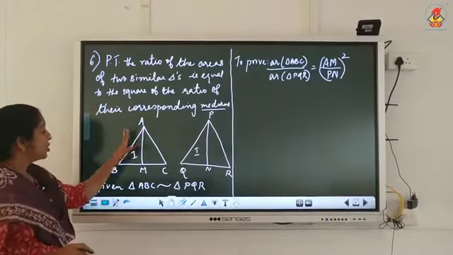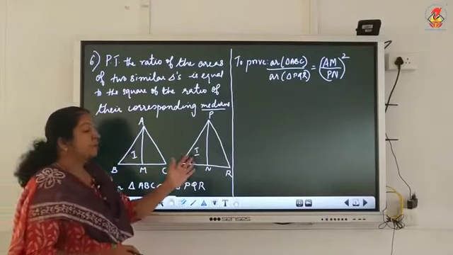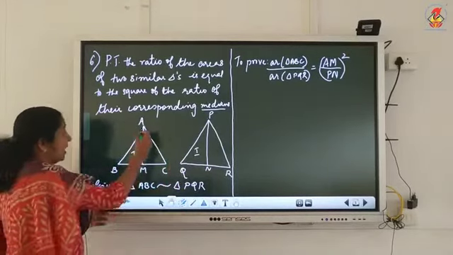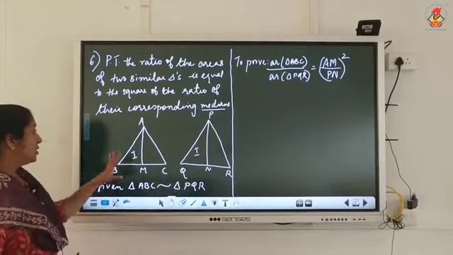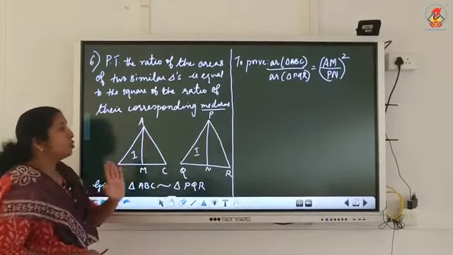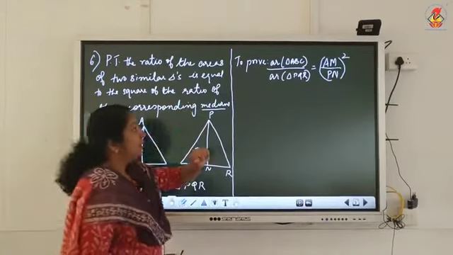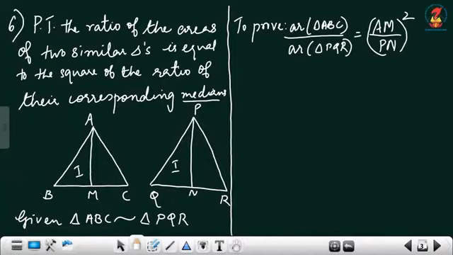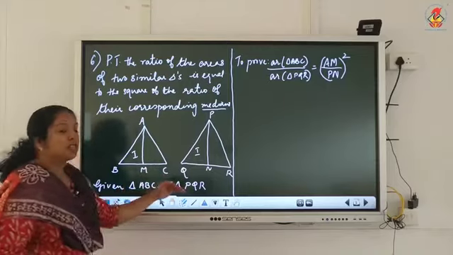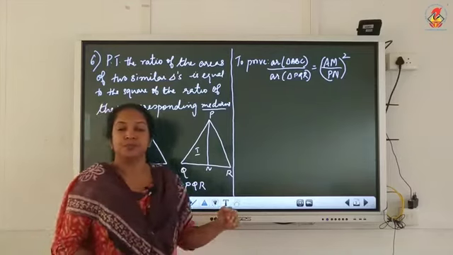So consider a triangle ABC and triangle PQR in which AM and PN are two medians. So what is given is triangle ABC is similar to triangle PQR. We have to prove that area of triangle ABC divided by area of triangle PQR is equal to AM by PN whole square.